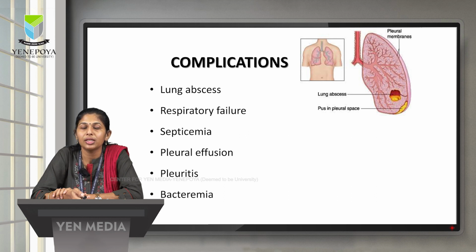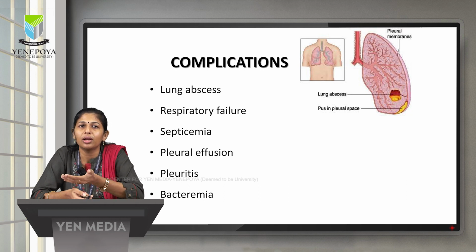What are the complications of pneumonia? If you are not treating pneumonia properly, what would be the complications? It can cause lung abscess, respiratory failure can occur, and septicemia. What do you mean by septicemia? That is blood infection. Then pleural effusion can occur, that means there will be accumulation of fluid in the pleural cavity. Then pleuritis can happen. What do you mean by pleuritis?